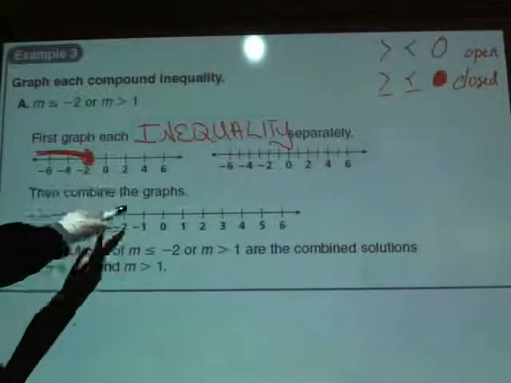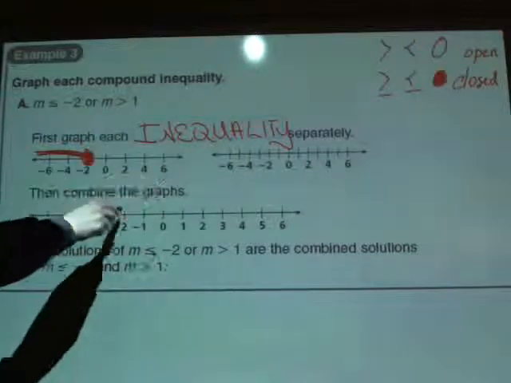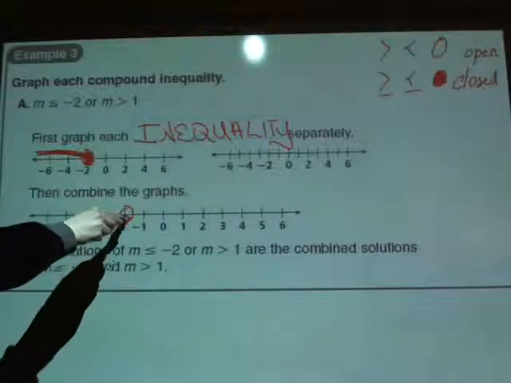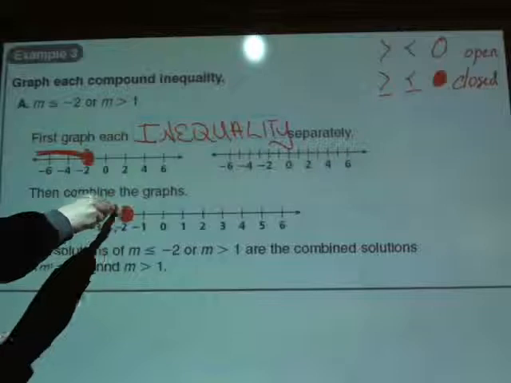And as you can see, when we come down here, we're just going to combine our two graphs. So I'm going to go ahead and just re-sketch this on number line number 2.